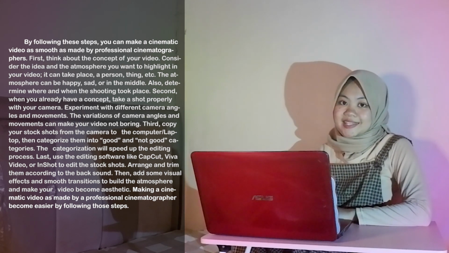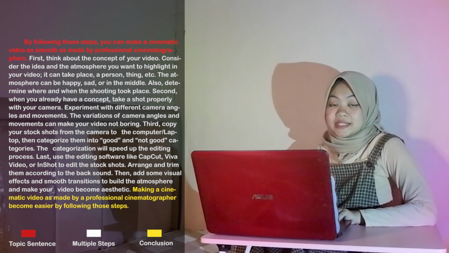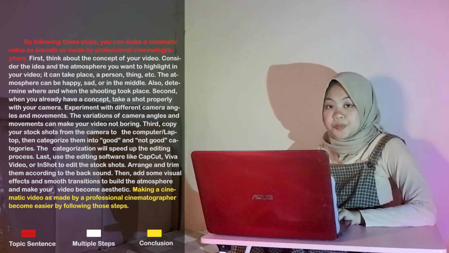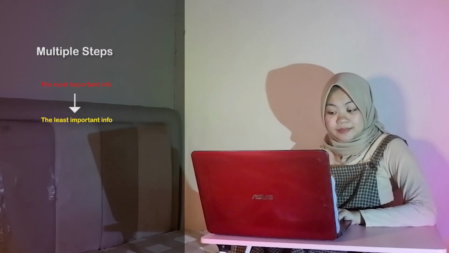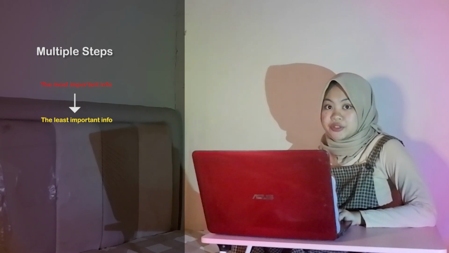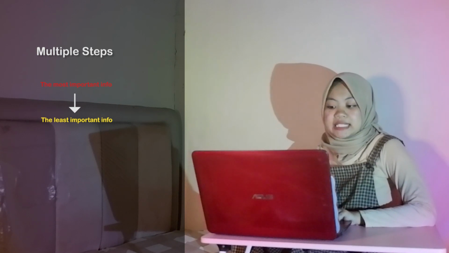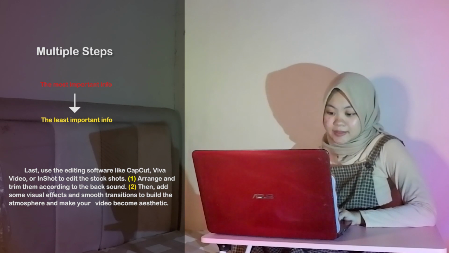Alright, let's analyze the example. Look at the example. The topic sentence is the first sentence of the paragraph. It is followed by multiple steps. What is meant by multiple steps? You can provide some details of each main point you've listed by arranging the most important information to the least important information. I added two detailed sentences.